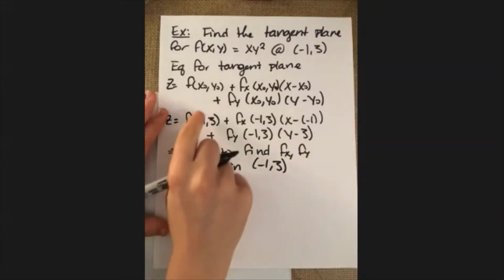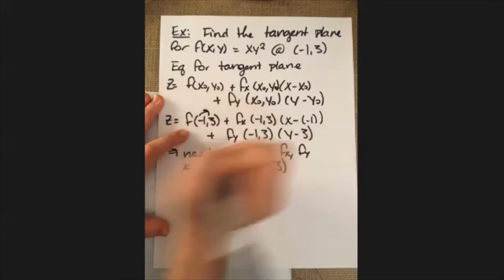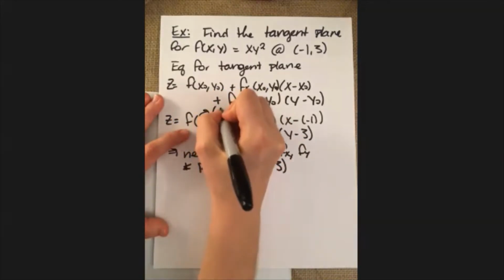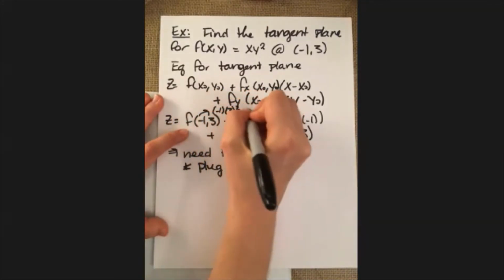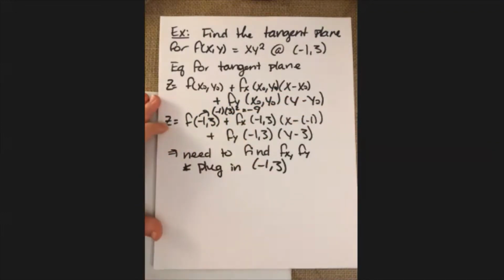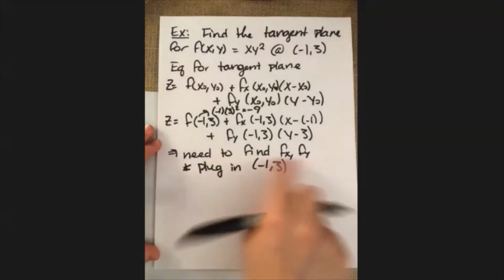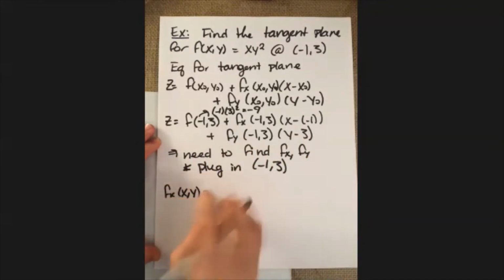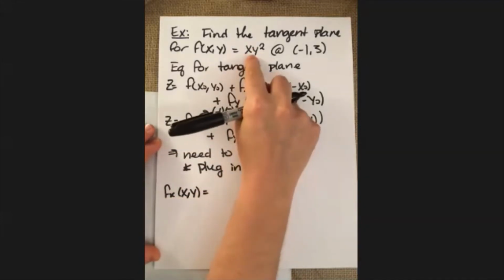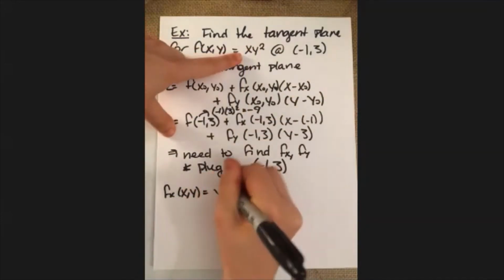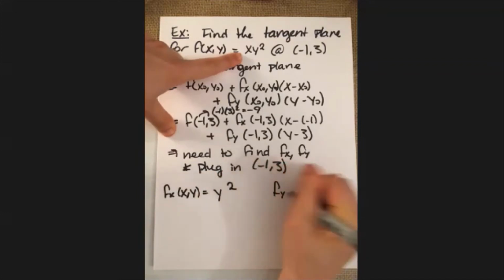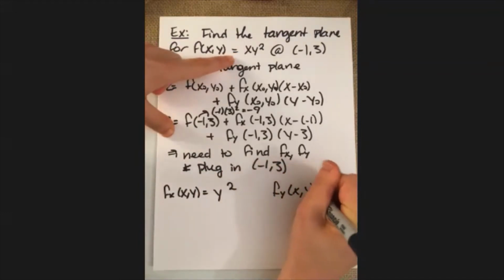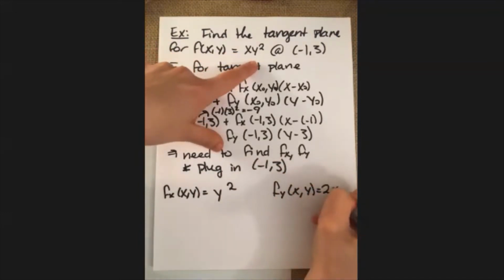Oh, and we can note that this is just -1 and then 3 squared, so that's just -9. So we'll hang on to that for later. All right, so now I guess we'll take our partial derivatives. F sub x of x y, generally speaking, the partial derivative with respect to x is just going to give us y squared. And then the partial derivative with respect to y is going to be 2xy.